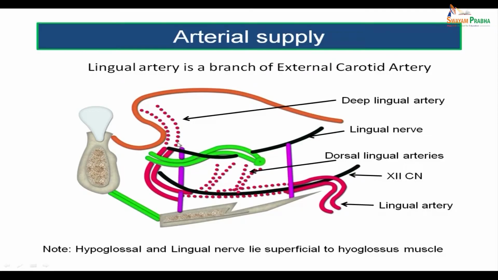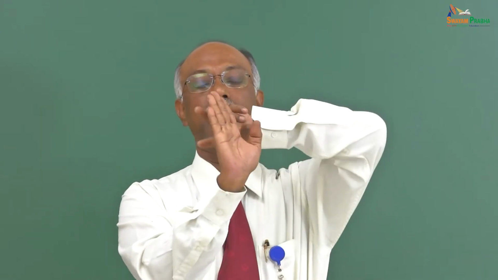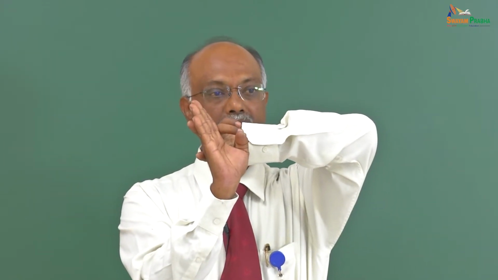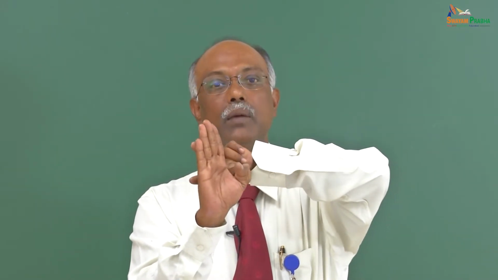So, lingual artery is a branch of the external carotid artery, and note that in this particular picture, this is the hyoglossus muscle. Remember the hyoglossus muscle? The hyoglossus muscle is an extrinsic muscle which is extending from the hyoid bone into the sides of the tongue. Note that there are two nerves which lie on top of the hyoglossus, that is, if the hyoglossus muscle is running like this, there are two nerves lying superficial to it. Which are these two important nerves? These include the lingual nerve and the hypoglossal nerve.